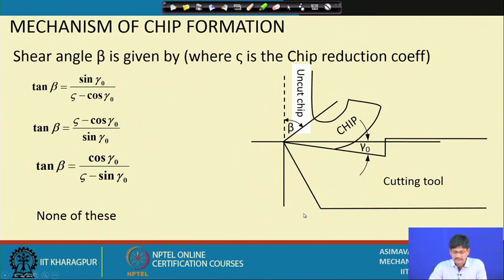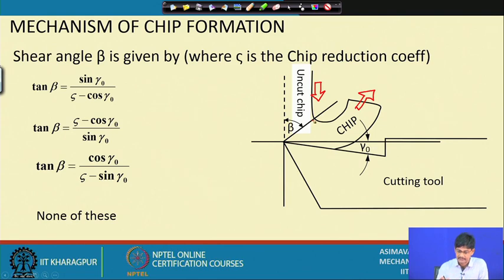Shear angle beta is given by, where zeta is the chip reduction coefficient, and we are given several expressions for the tangent of the angle beta. Let us see what is beta. Here comes down the uncut chip down with cutting velocity, and it goes out as a chip with whatever velocity the chip is having, the chip velocity.